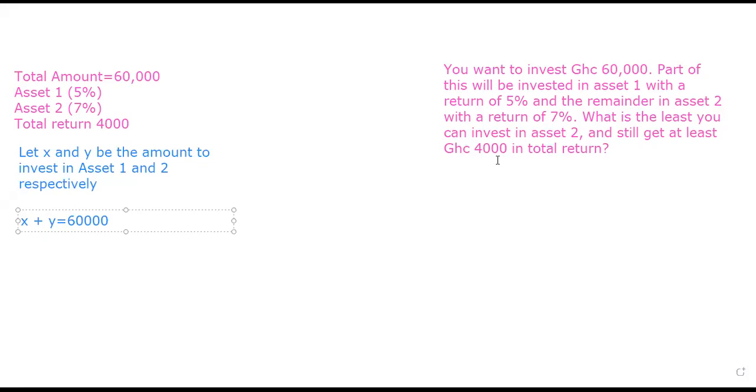So how do you get the return for asset one? They said that asset one has a return of 5%. So any amount you invest in asset one, to get the return for asset one, multiply that amount by 5%. Here, we have stated that the amount to invest in asset one is X. Therefore, the return for asset one is X times 5%.